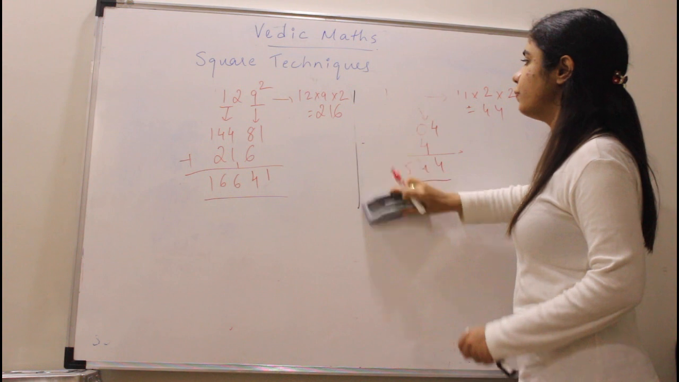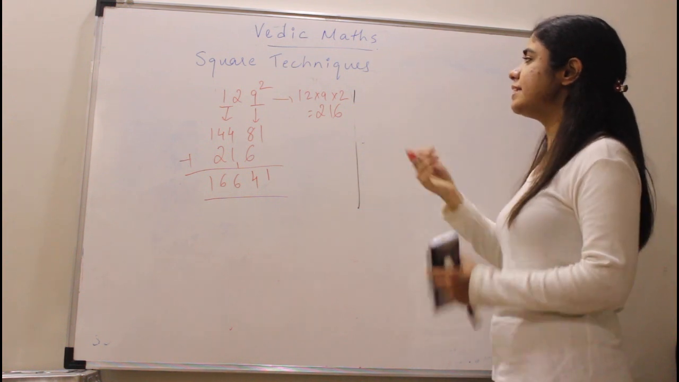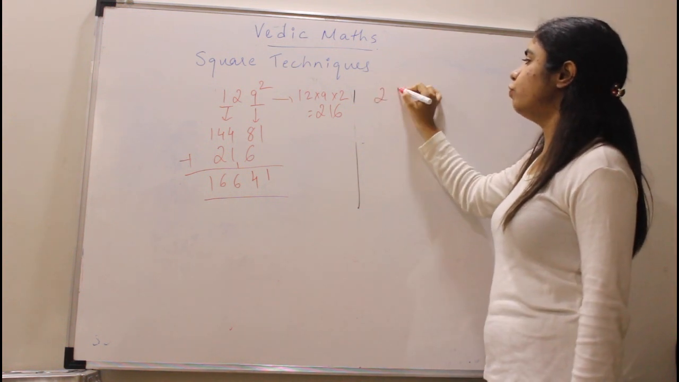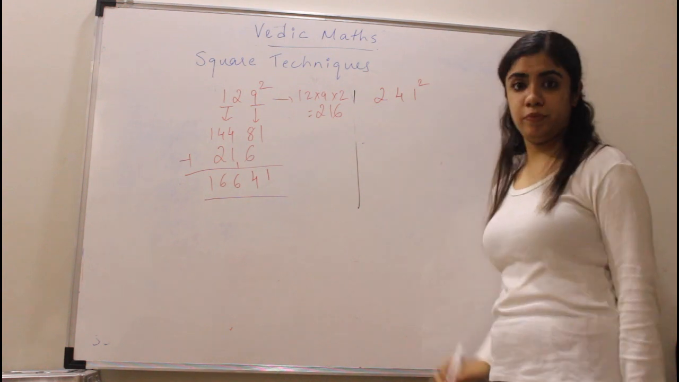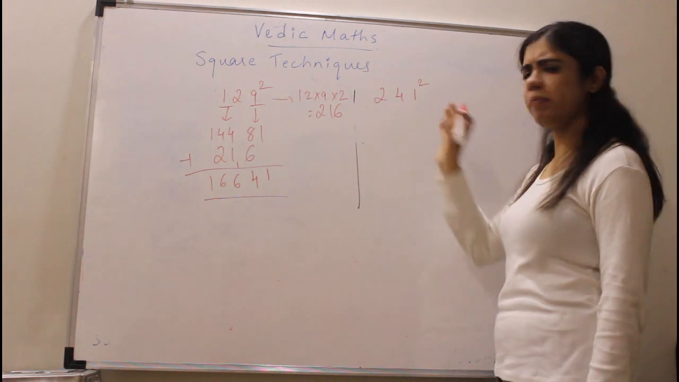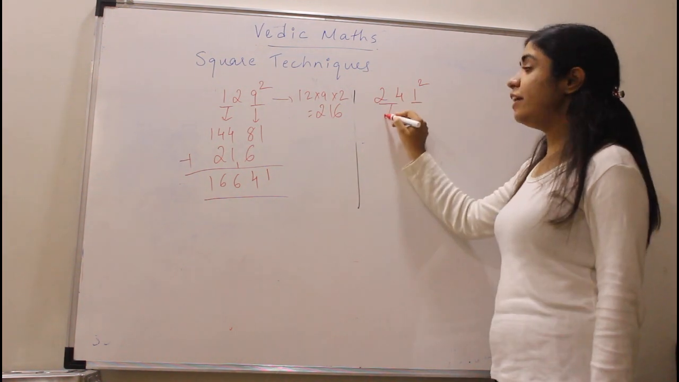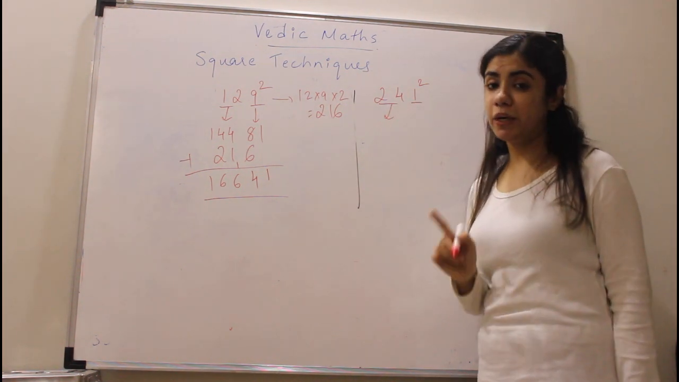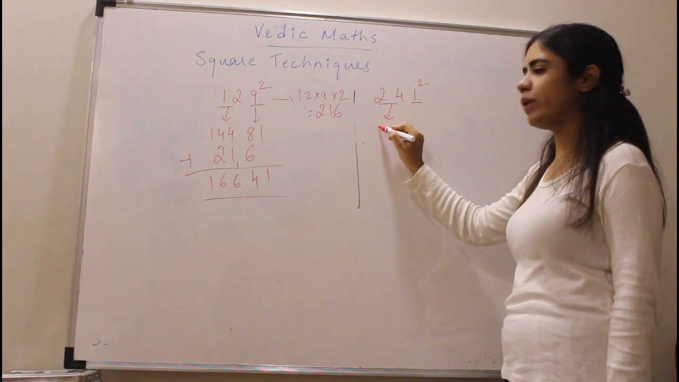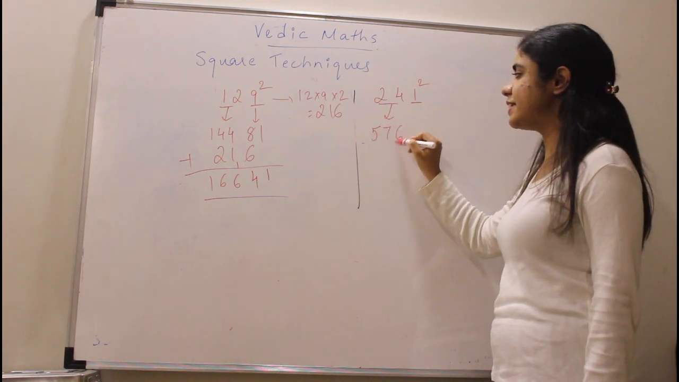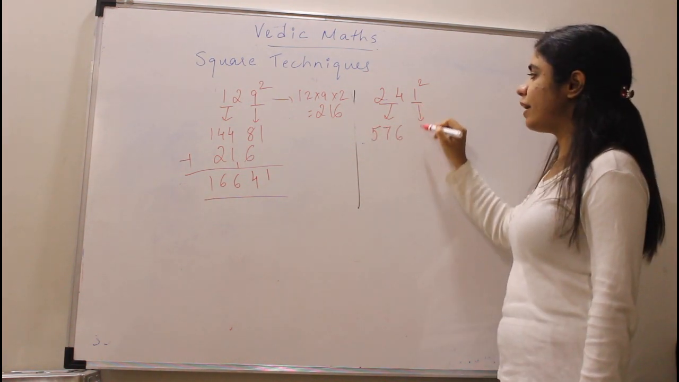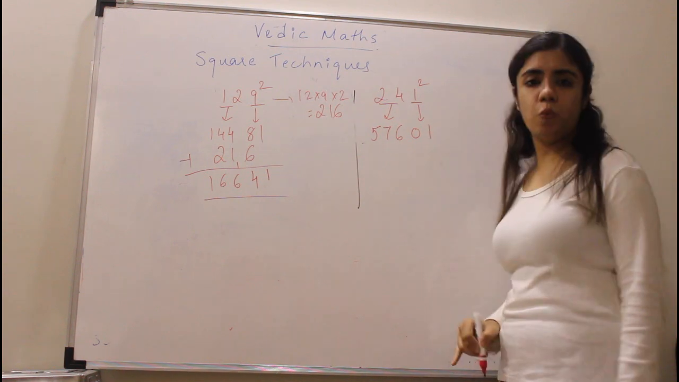Suppose if I ask you, what is, let's say, 241 square? 241 square. ठीक है, थोड़ा बड़ा नंबर है. Split this as 24 and 1. 24 का square you should know. So 24 square is 576. 1 square I will write it as 0, 1.